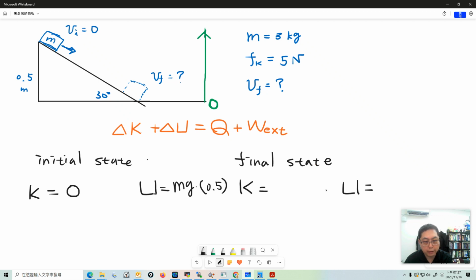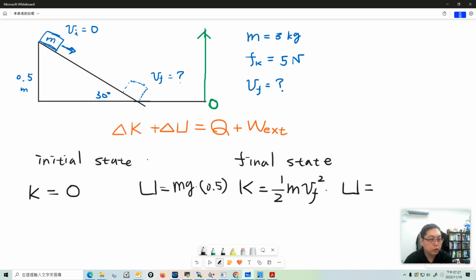What is the final state? When the crate slides down the ramp, gravity makes it go down, and gravity is a force that causes the motion to change. So when it hits the ground, it must carry a certain velocity, which I don't know, because that is the question I want to answer. Let's use v_f to represent the final velocity.